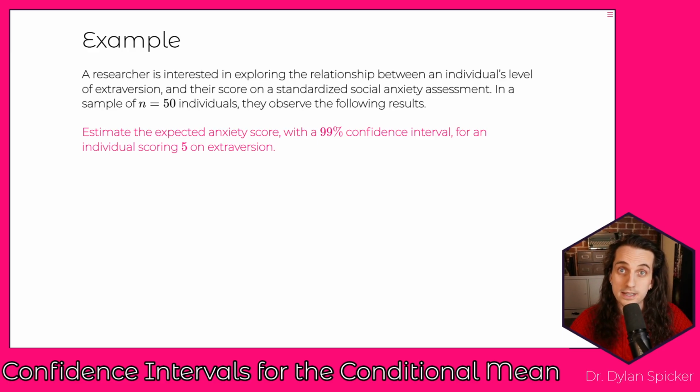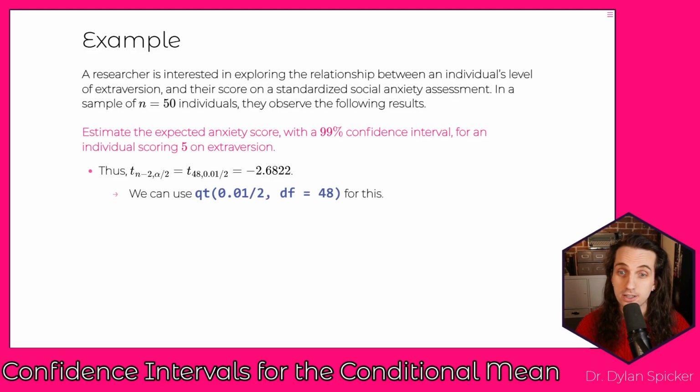So then to get our confidence interval here, we want to identify first the t distribution we're actually using. So that's going to be a t n minus 2 distribution, so a t48 distribution in this case. We want the alpha over 2 critical value. That gives us a 2.6822. We can get this using our qt function. Qt is always going to give us our t critical values, 0.01 over 2. That's the critical value we want with our degrees of freedom equals 48. So that will output our critical value there.